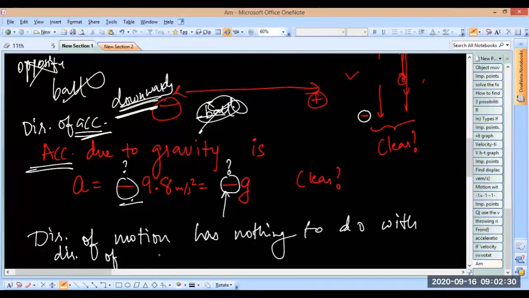Do you all remember it? So that's what we are talking about. Acceleration is downwards. The ball may be going anywhere. Nobody cares, right? Right now we are talking about acceleration, and acceleration is downwards. So it's negative. Simple. Got it?